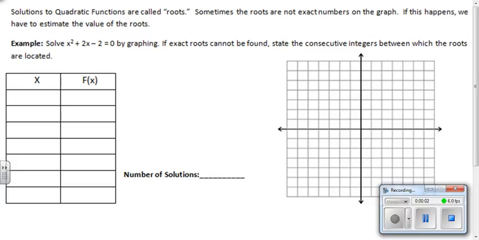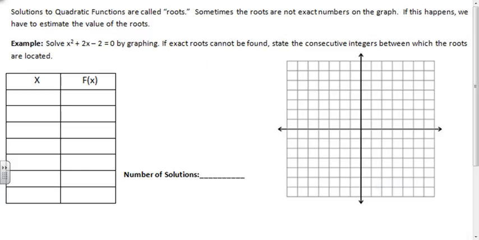Welcome back to our 6.2 lesson on solving quadratics by graphing. Up to now we've just been solving our parabolas and finding exactly where they cross. One thing to realize here is that a solution to a quadratic function is called a root. So we say we have one root, two roots, or no roots in these situations. Sometimes the roots are not going to be exact numbers on the graph though. If this happens, we just need to estimate the value of the roots.